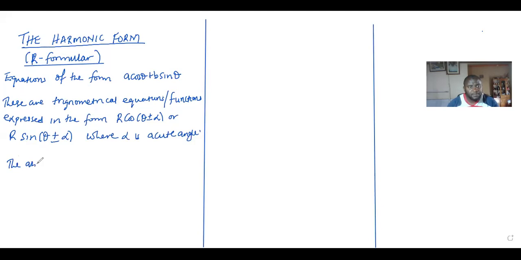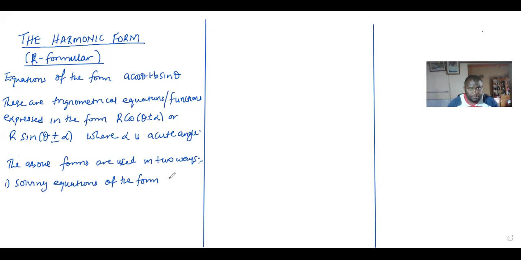So the above forms are used in two ways. One, solving equations of the form A cos theta plus B sine theta plus C is equal to 0, where A, B, and C are constants.